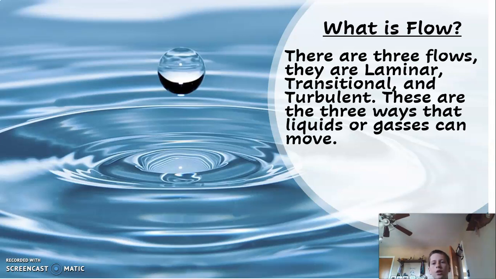What is flow? So you have 3 different types of flows: laminar, transitional, and turbulent. These are 3 ways liquid or gases can move. Also the way air can move over objects.